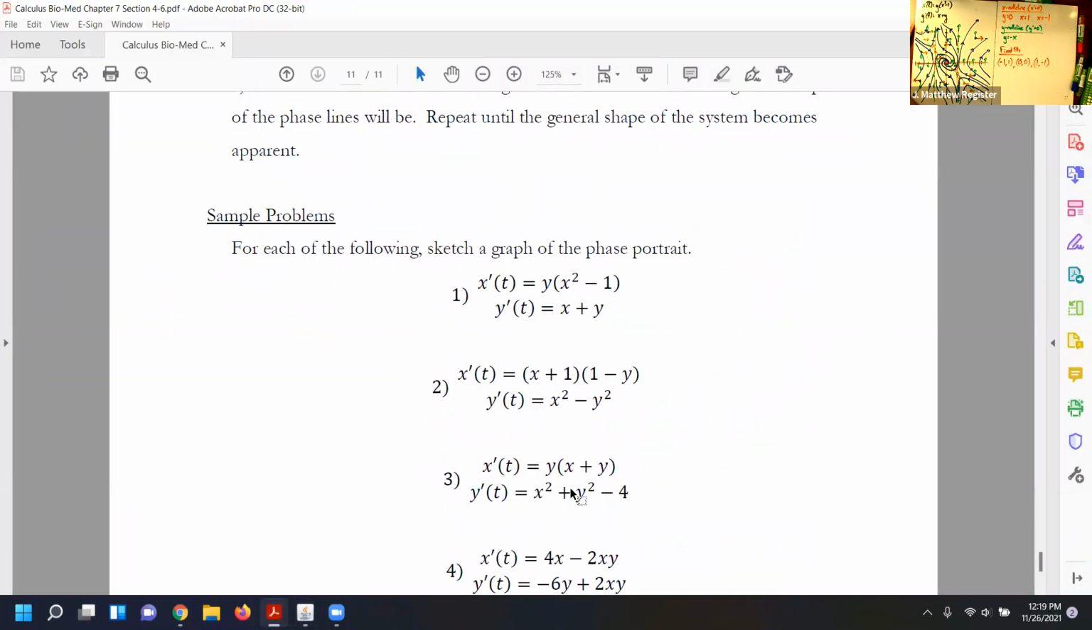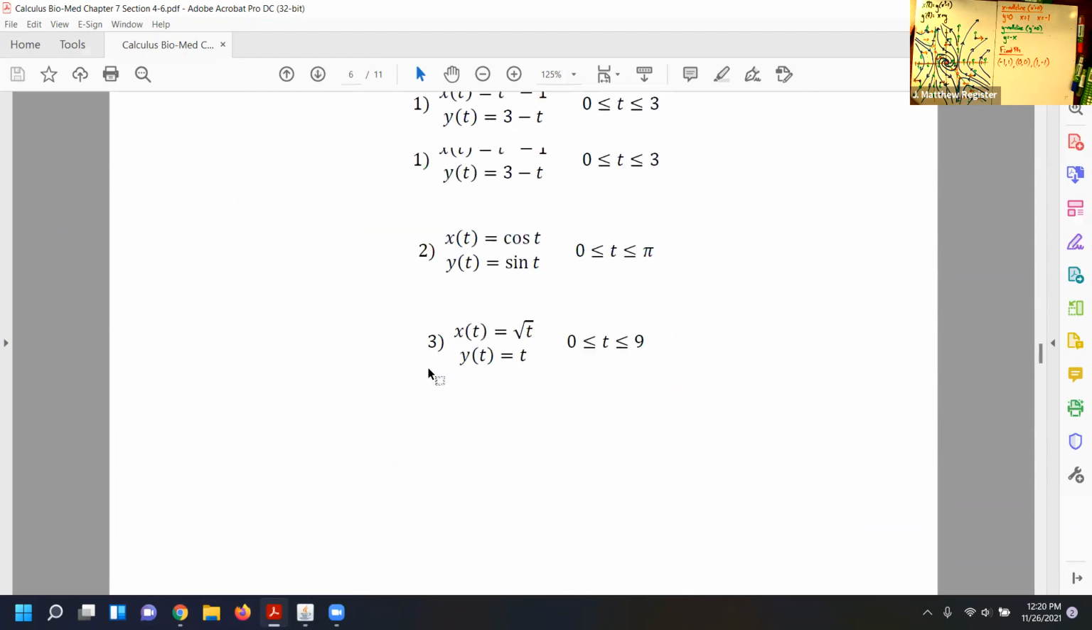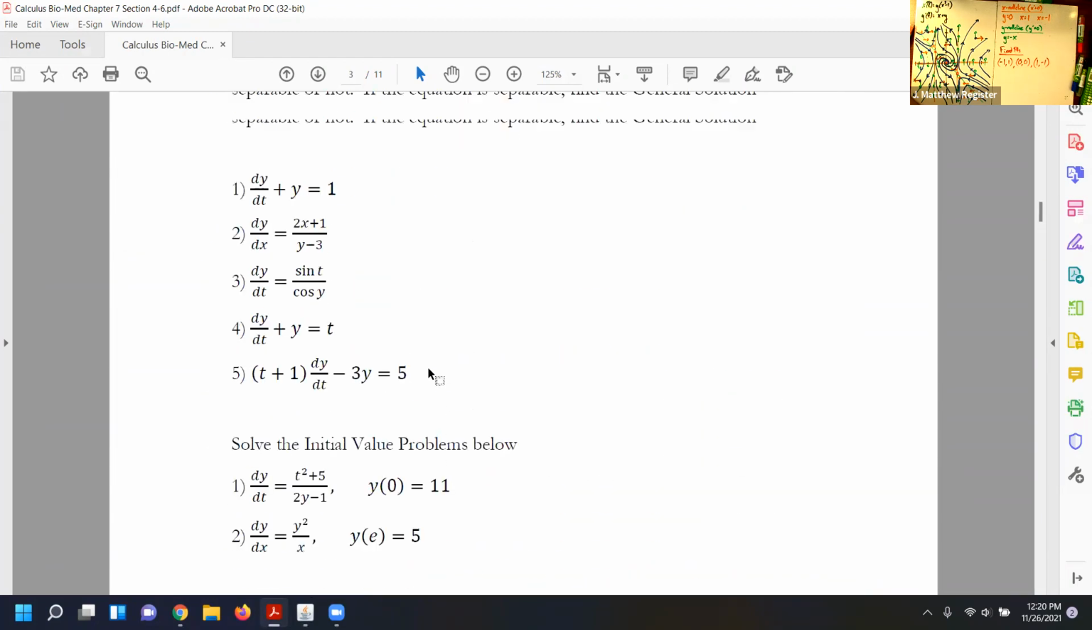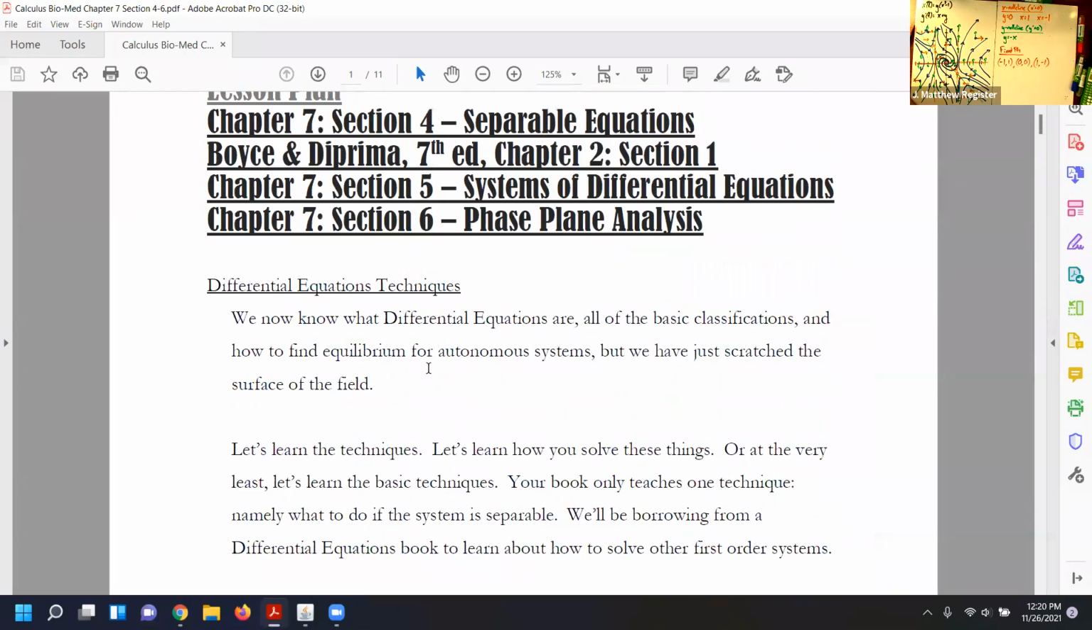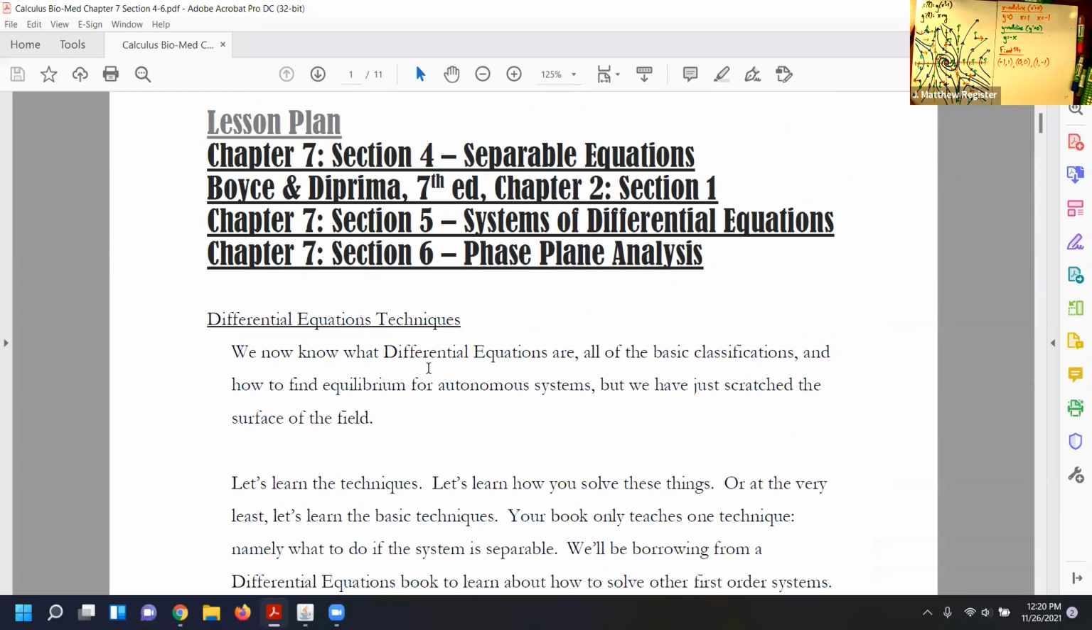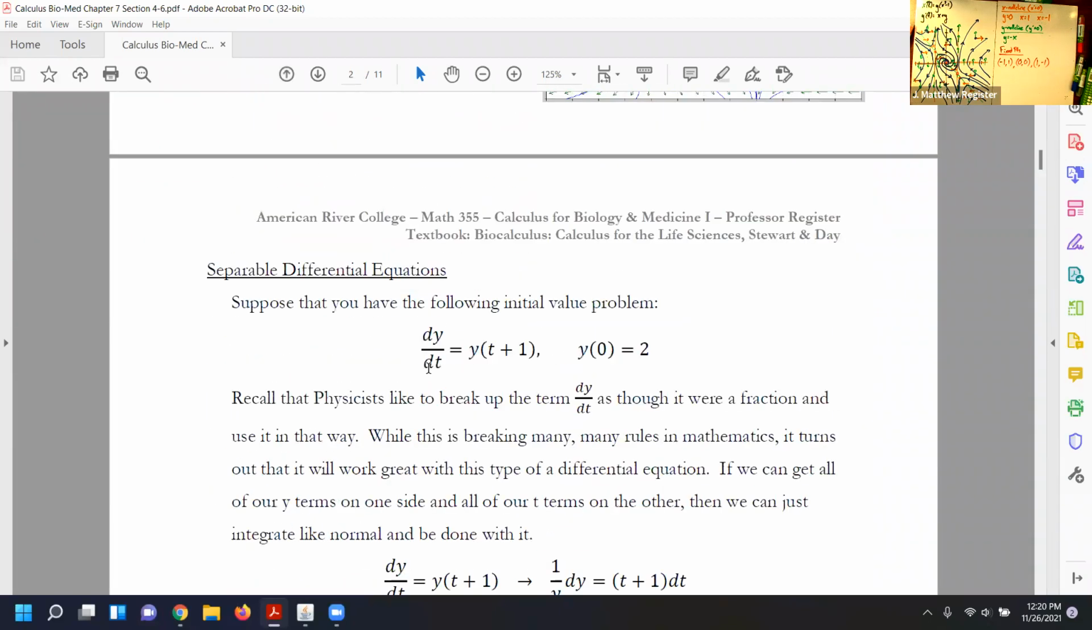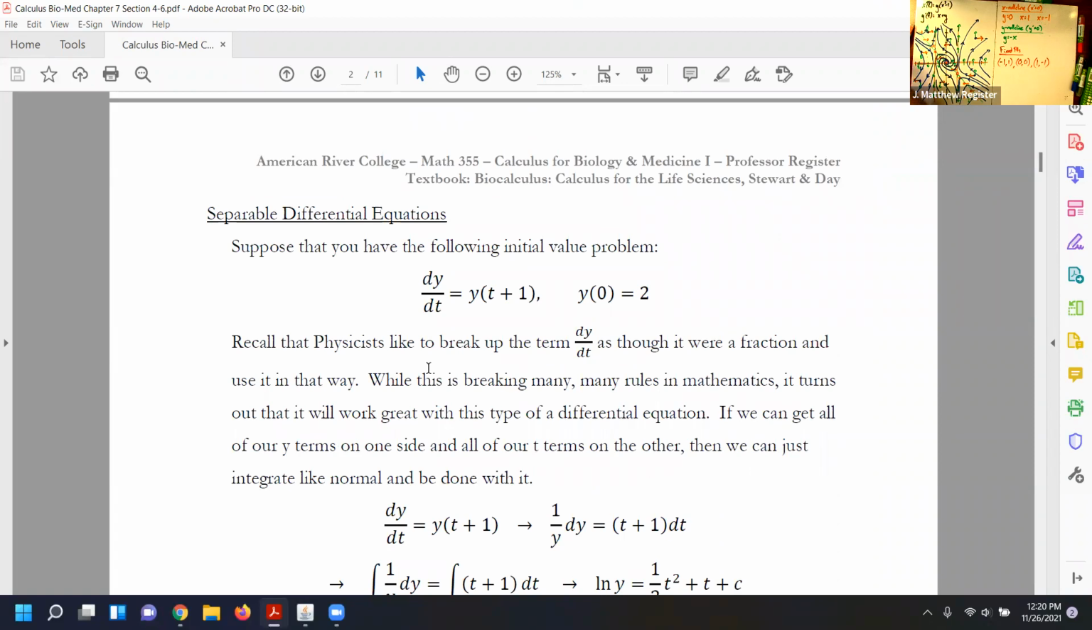And so when we think about what we did today, we did a lot of stuff. We finished chapter 7. And we even did some stuff beyond chapter 7, which I think was kind of good. And so we started with the idea of separable differential equations. And separable differential equations are fairly painless. I mean, as long as we can separate it, we can integrate, and we're good to go.